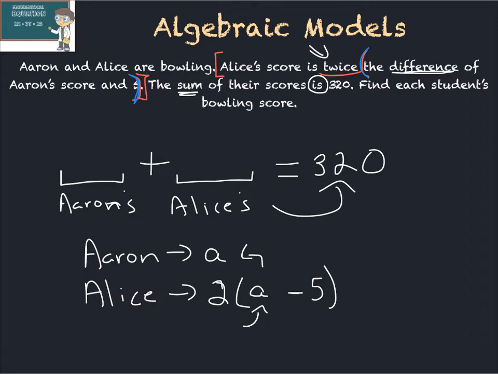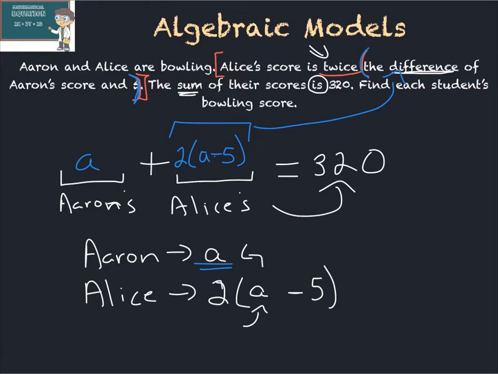5. Okay, so what is our equation going to look like? Well, for Aaron's score, we're just going to have, and I'll write this in blue, A, right? That's Aaron's score, just A. We don't know anything else about Aaron's score. Okay, for Alice's score, our expression would be 2 times A minus 5. And that we derived from this part of our word problem right here. Okay, 2 times A minus 5.